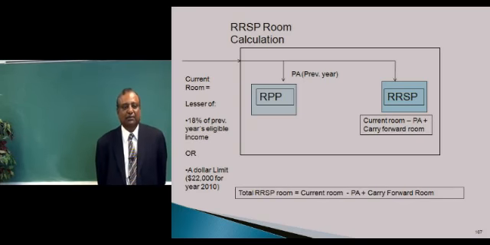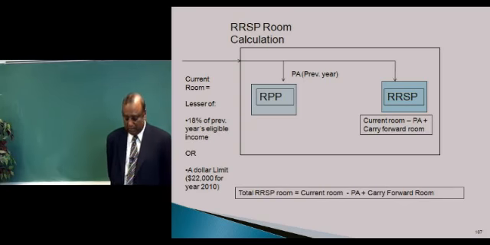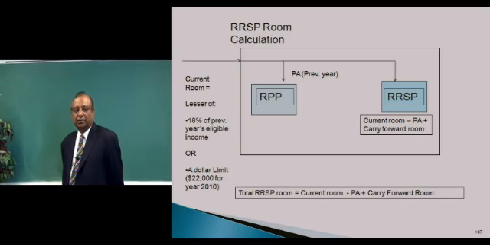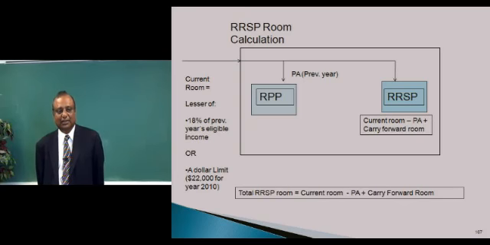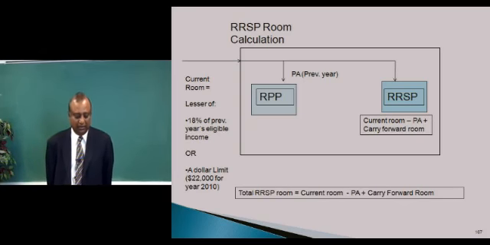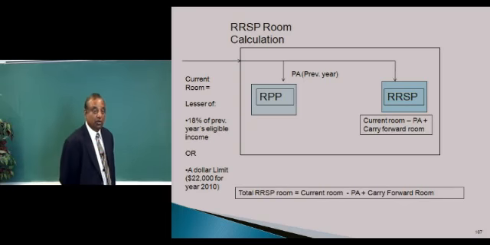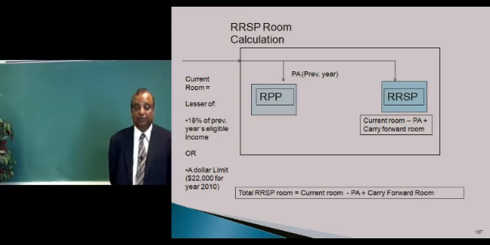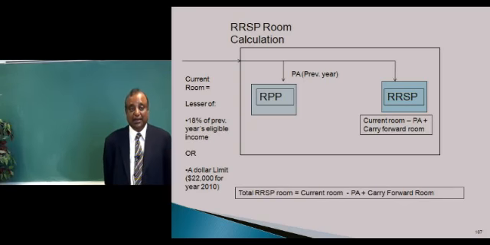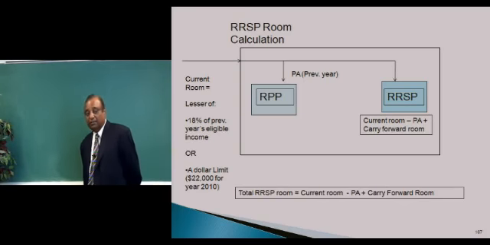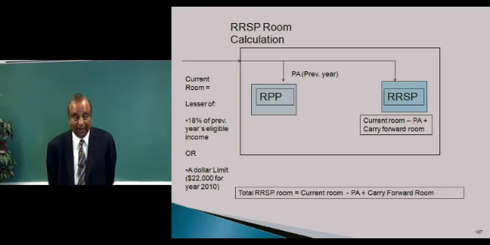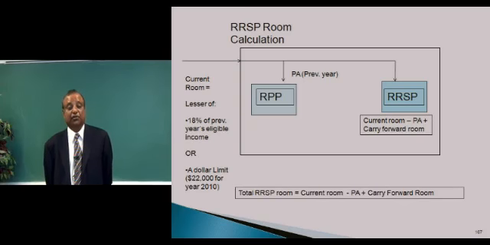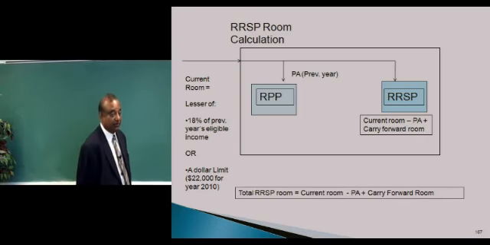So what they do is every year they say you can put in 18% of your previous year's eligible income. Actually, the lesser of 18% or a dollar limit. Each year there's a new dollar limit. The dollar limit for 2010 is $22,000. So anybody in Canada will be able to put in a maximum of $22,000 into these accounts together, the pension plan and the RRSP. Now, if your income is less, you can put in only 18% of your income.